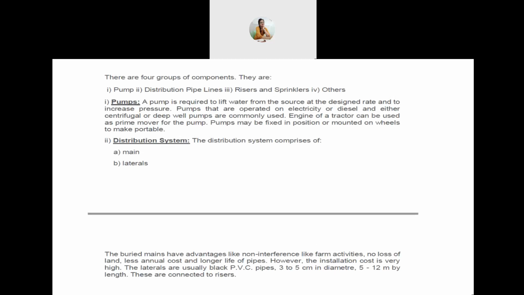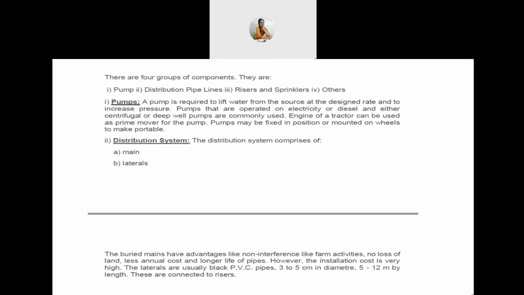There are four groups of components: number one is pump, two is distribution pipelines, three is risers and sprinklers, and four is others. Pumps. A pump is required to lift water from the source at the designed rate and to increase pressure. Pumps operated on electricity or diesel, either centrifugal or deep well pumps, are commonly used. The engine of a tractor can be used as prime mover for the pump. Pumps may be fixed in position or mounted on wheels to make them portable.